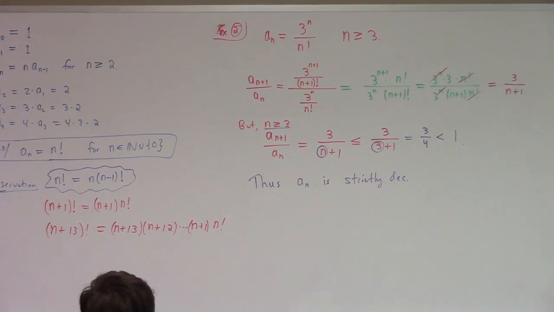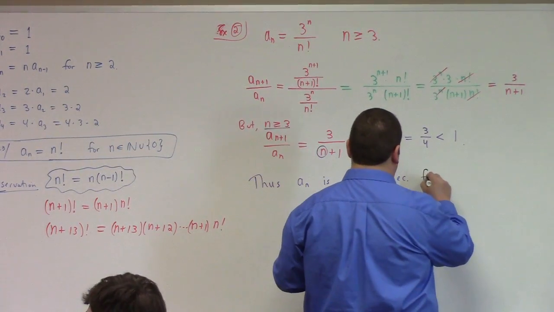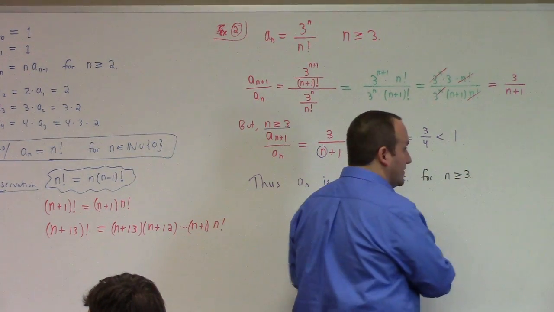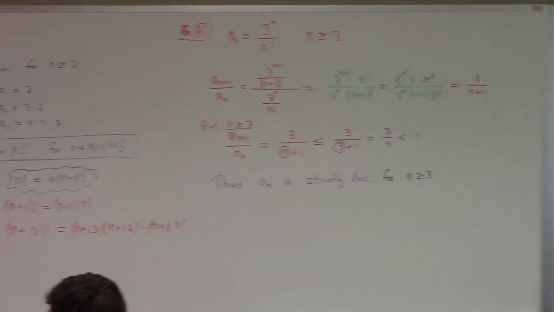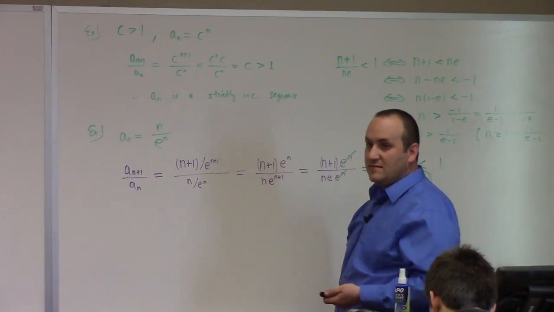For n greater than or equal to 3 would be the more precise statement there. Es bueno? All right, this next example is really, really easy.